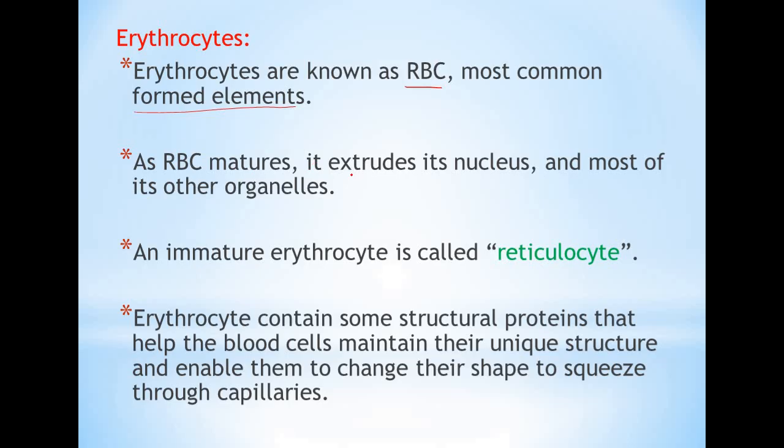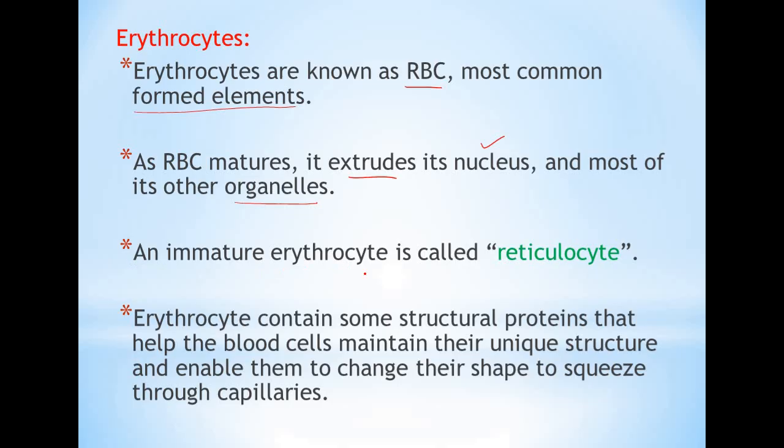As RBC matures, it extrudes its nucleus and most of its other organelles. RBC is considered a false cell because it has no cellular organelles, including a nucleus. Why does this occur? Because it creates sufficient space to carry oxygen. But hemoglobin protein is there, which binds with the oxygen.